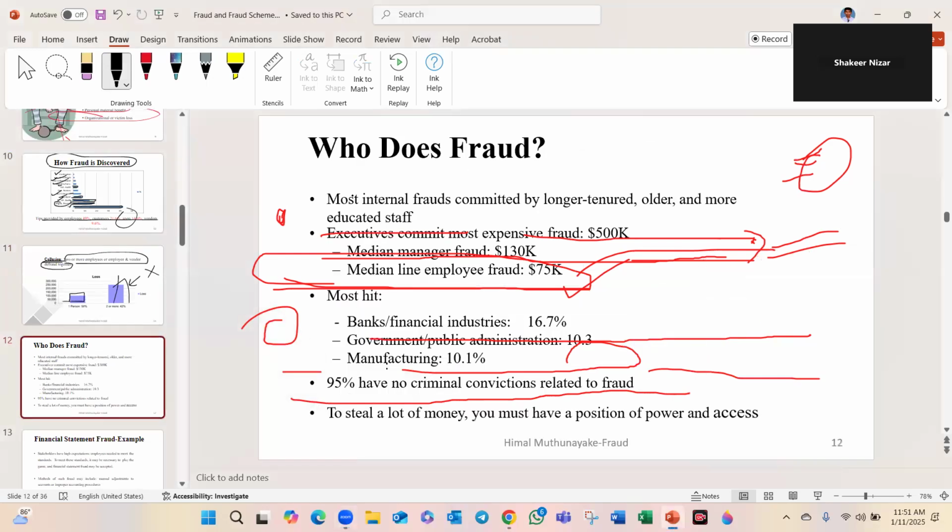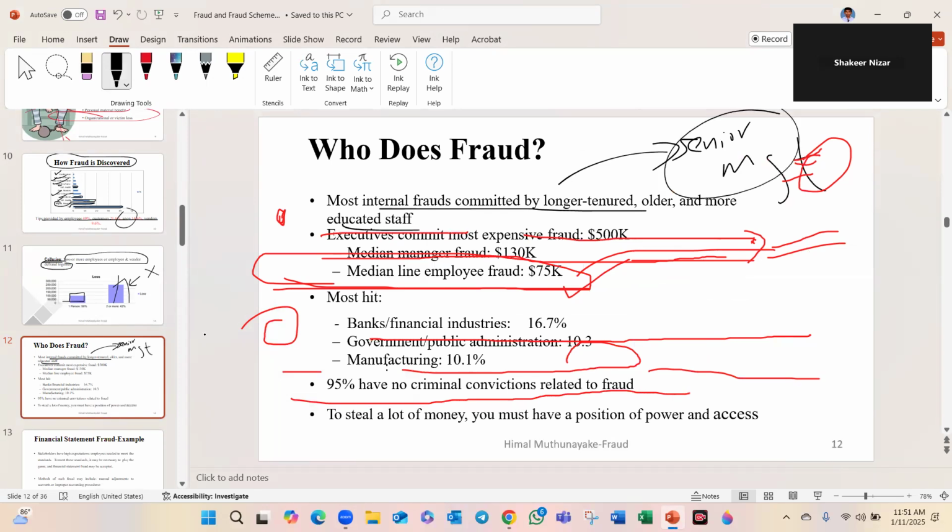Next, who commits fraud? Most internal frauds are committed by longer-tenure staff, meaning older and more educated staff and senior management. Junior staff are afraid to try it. Long-tenure employees engage the most because they know all the loopholes.